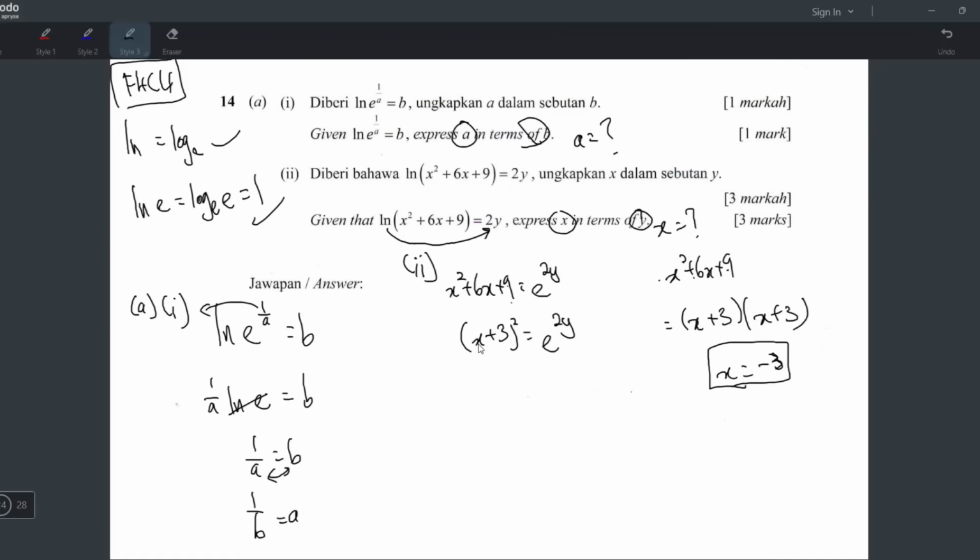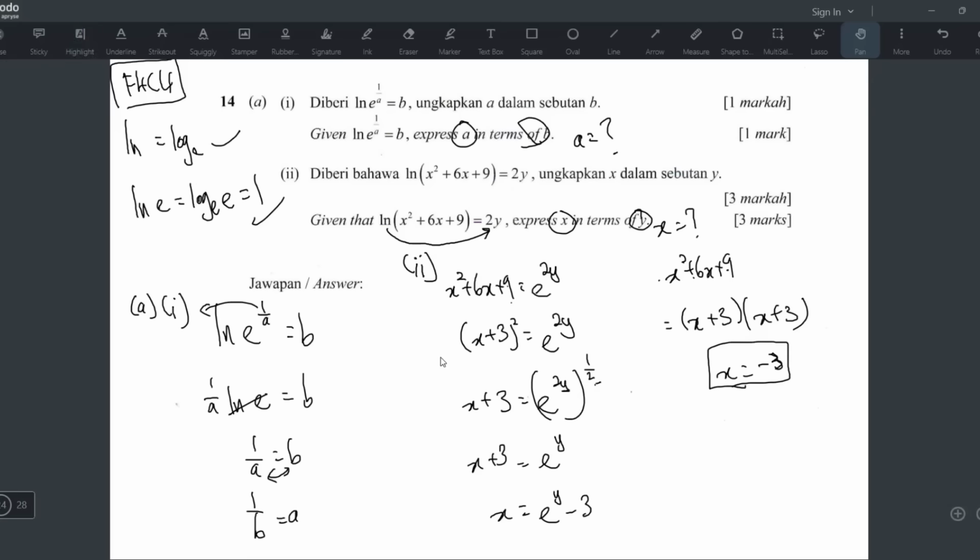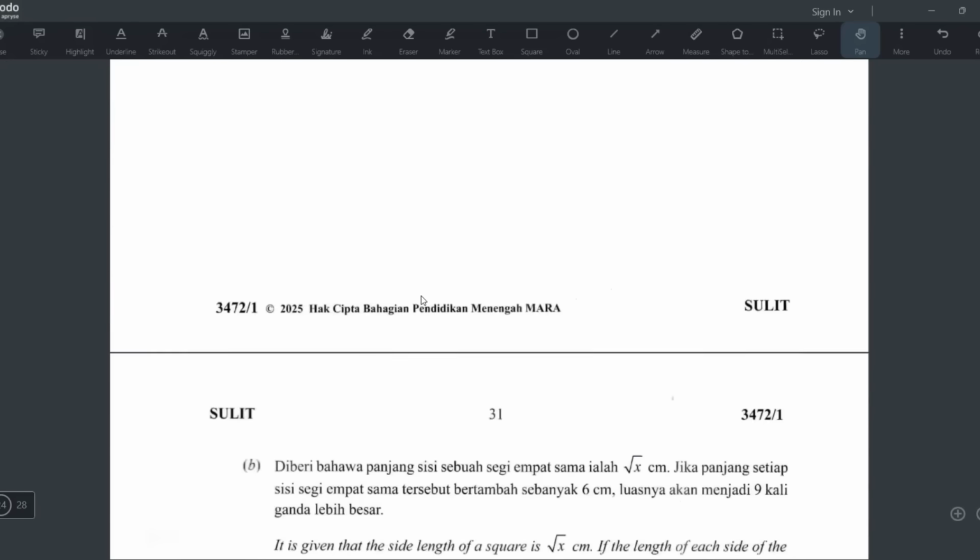Okay, and now your x is single already, so just pindah the square and then pindah the 3. When you pindah the square, it becomes square root. And do you know square root is actually power what? 1 over 2. And when the powers are side by side like this, you kena darab. 2y darab 1 over 2 means 2y bahagi 2, left with y, and then x plus 3. So your x answer is e power y minus 3. So that's the answer. All right, that's it.